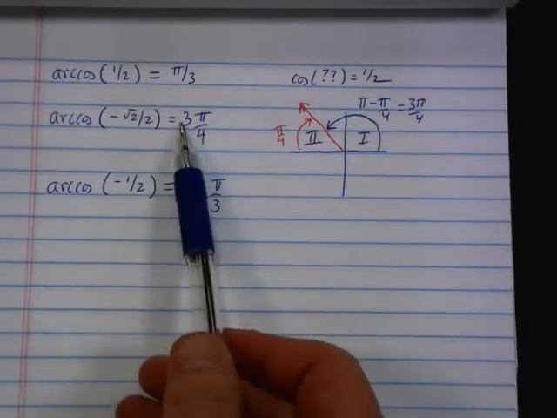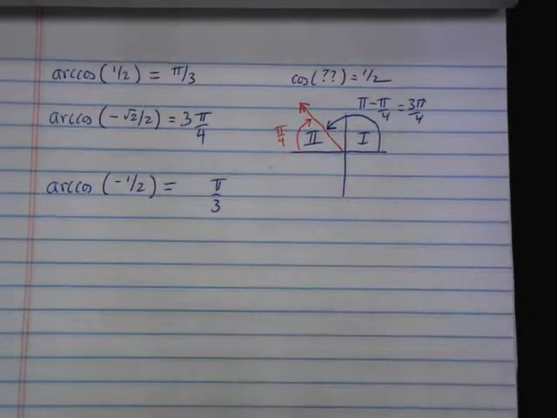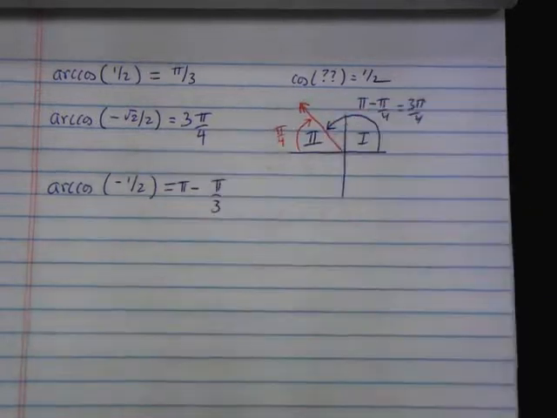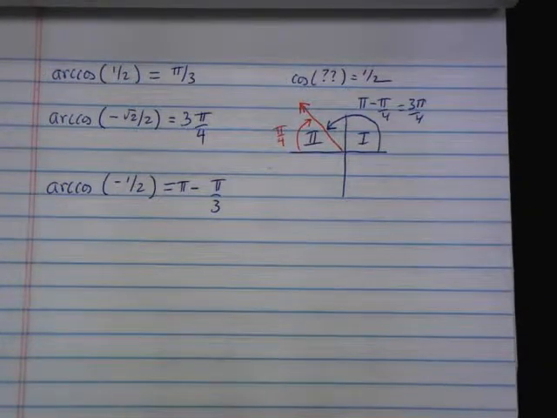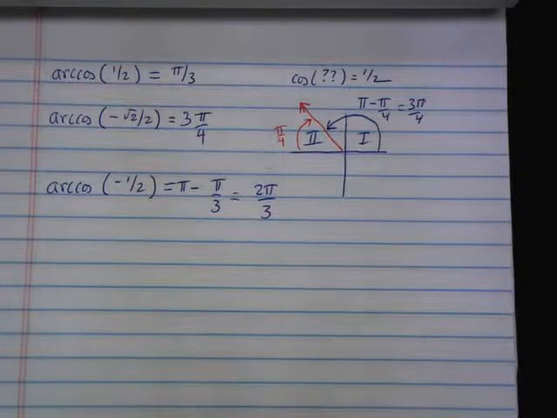Now, how did I do it for the problem up above? I took pi minus the reference angle. So that's what you're going to have to do. For arc cosine, when you're dealing with negative numbers, it's always going to be pi minus the reference angle. That will always give you the angle in quadrant 2. Get common denominators and subtract, that's 2 pi over 3. Questions on that? All right, so like I say, arc cosine is more difficult to deal with than arc sine, just because of the way the domain and range have to work out.